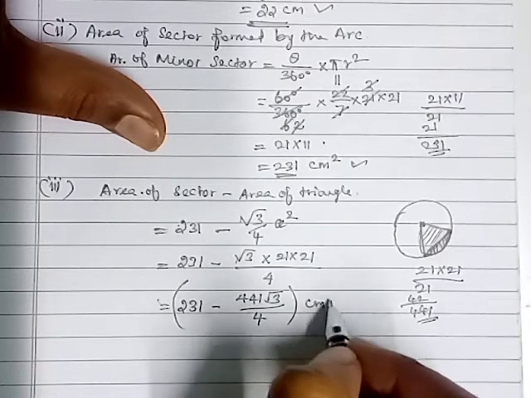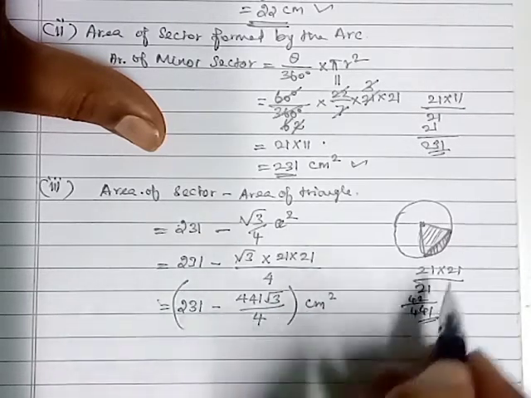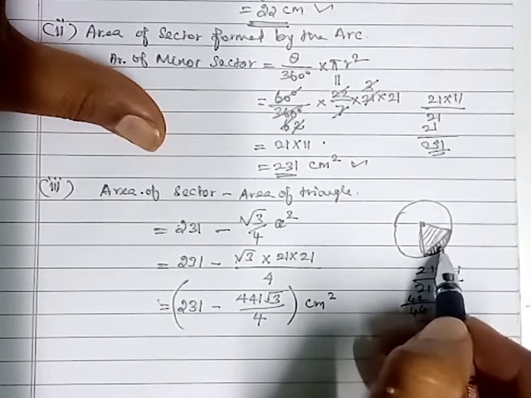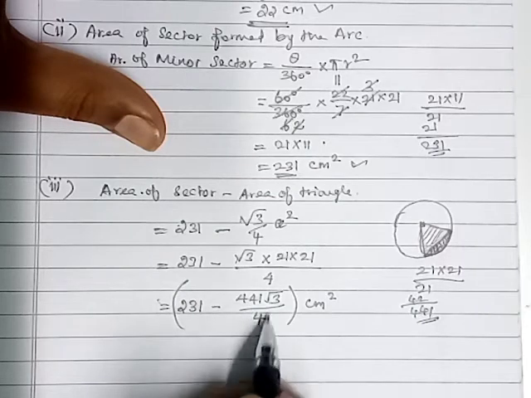This is centimeter squared, which is formed by the chord. The value of area of this one is 231 minus 441 root 3 by 4.